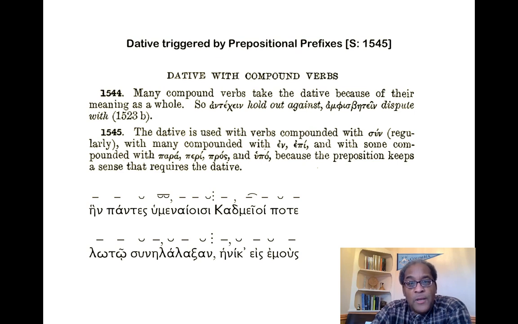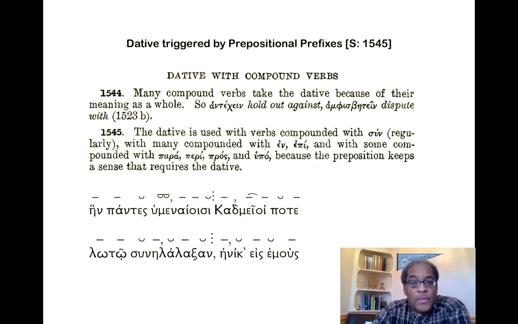So 1545. The dative is used with verbs compounded with sun regularly, and that's what we have here, sun-elalaxan, with many compounded with en or epi, and with some verbs compounded with para, peri, pros, hupo, because the preposition keeps a sense that requires the dative.